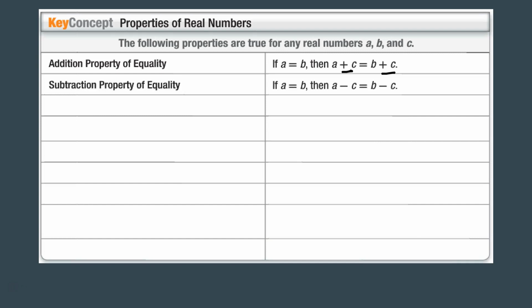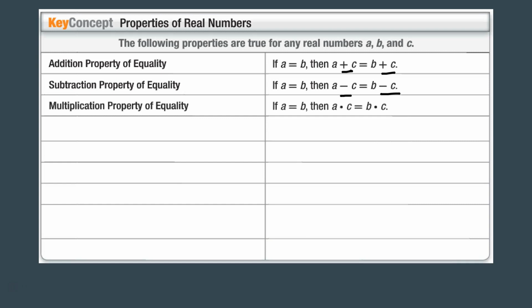Then we have the subtraction property of equality. Once again, if a is equal to b, then a minus c is equal to b minus c. Notice we have b minus c again to both sides. This is why it's called the subtraction property of equality. It doesn't mess with them being equal to each other.